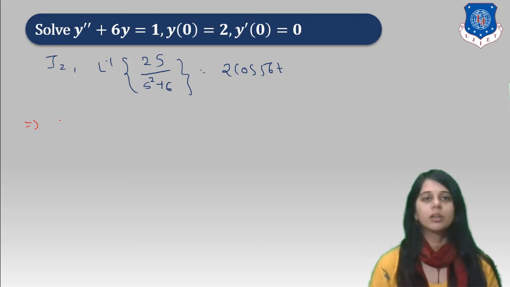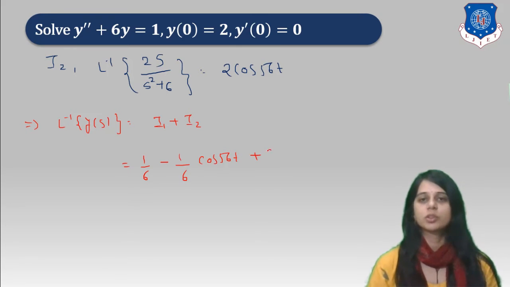Again, we are taking Laplace inverse of y of s. So we get I1 plus I2. What is I1? 1 by 6 minus 1 by 6 cos root 6t plus 2 cos root 6t. Take the LCM, we get 1 by 6 plus 11 by 6 cos root 6t. So this is your answer of this example.